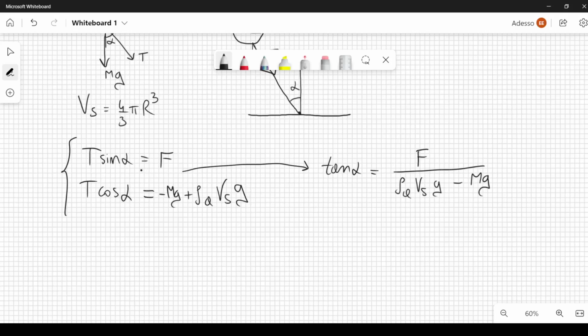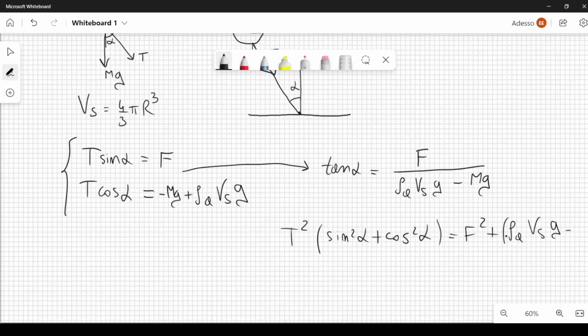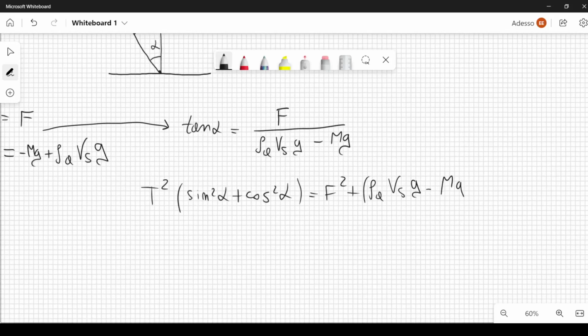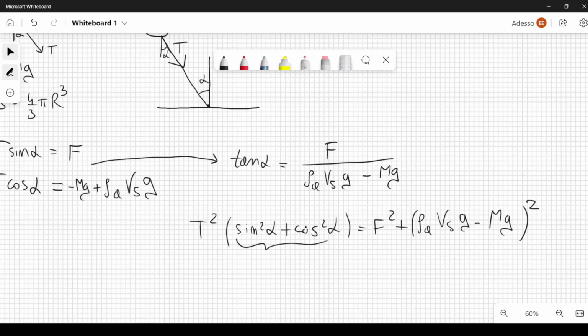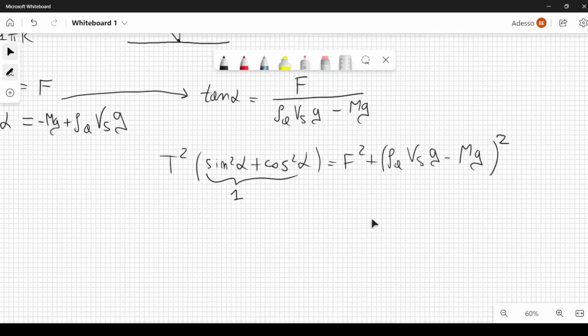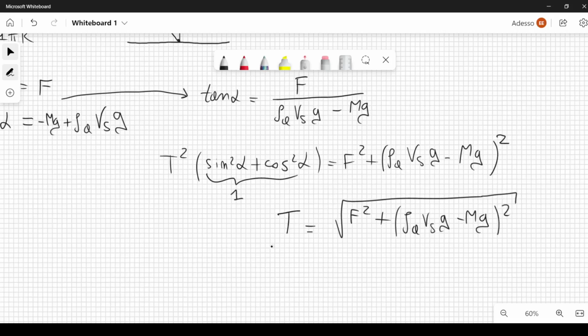And then another equation that we can find is the following. We can take the square of both sides of these equations, and then we can sum term by term. So we get T squared times sine squared alpha plus cosine squared alpha equal to F squared plus rho A Vs g minus mg, and this is squared. Finally, you can see that sine squared plus cosine squared is equal to 1, and of course you get T is equal to the square root of F squared plus rho A Vs g minus mg, squared. So this is the result. From here we can get the tension and also the inclination with respect to the vertical line.